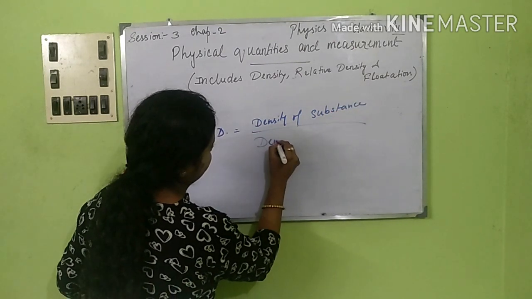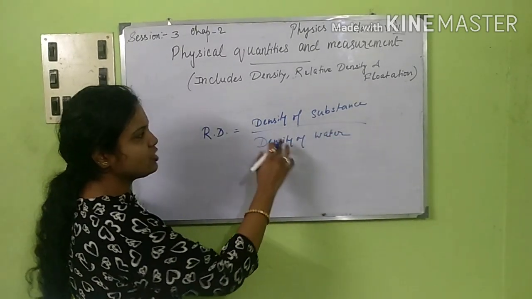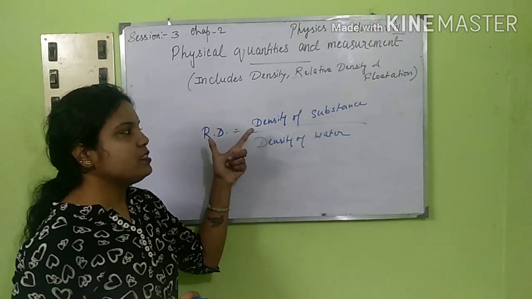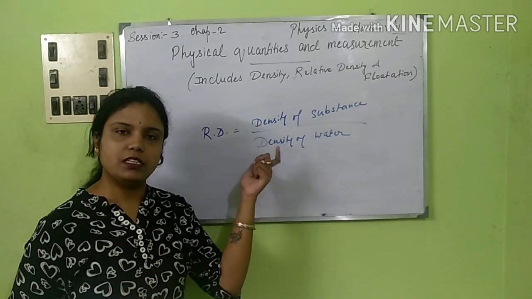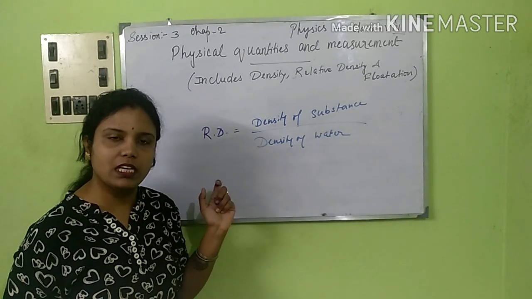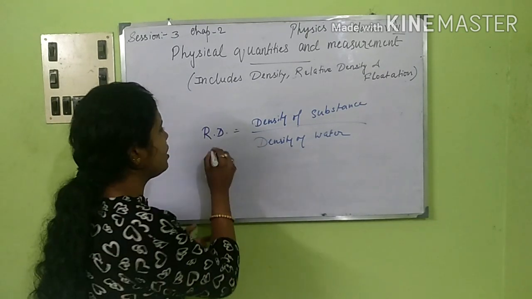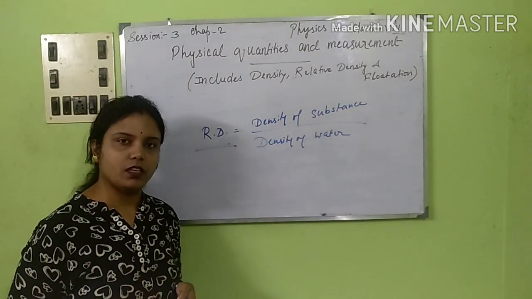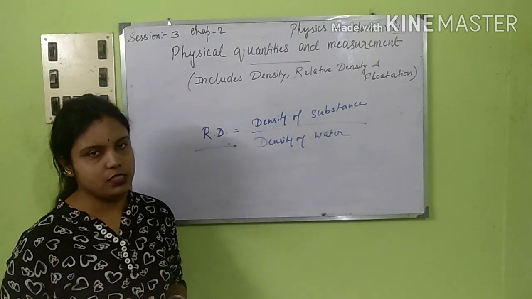by density of water. Now here you can see that both are densities, so obviously the units will be the same, right? Either kg per meter cube or gram per centimeter cube. Any one of them will be used in both cases, so these units will get cancelled. As per RD, relative density does not have any units of its own, because it is a ratio.